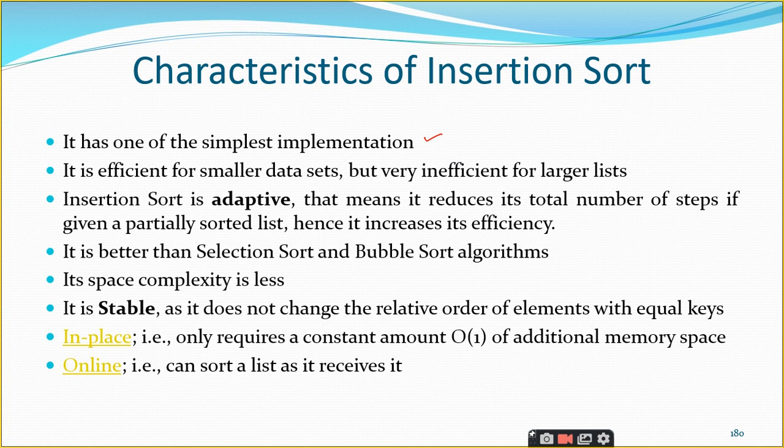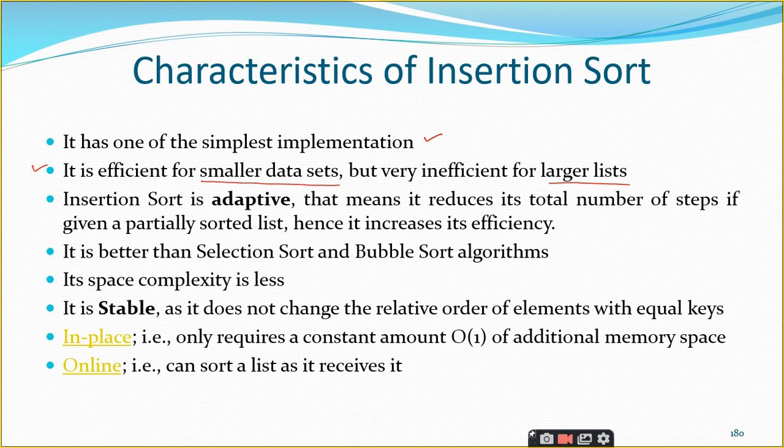One very important property regarding this insertion sort is that it is efficient for smaller data sets, but very inefficient for larger lists. So, never ever consider the implementation of insertion sort when you have a large list of elements. Even the bubble sort and the selection sort are suitable for smaller lists of elements only. These points are very important.